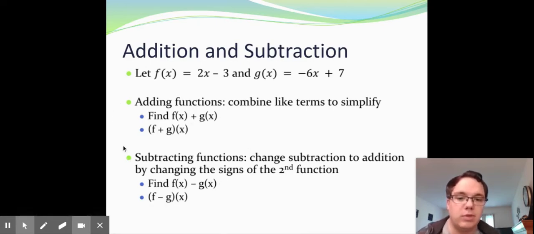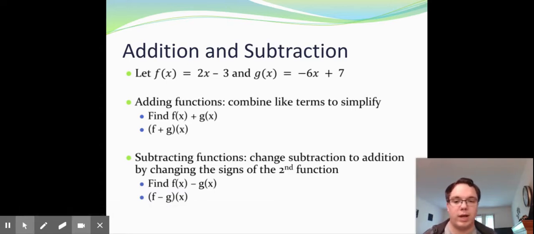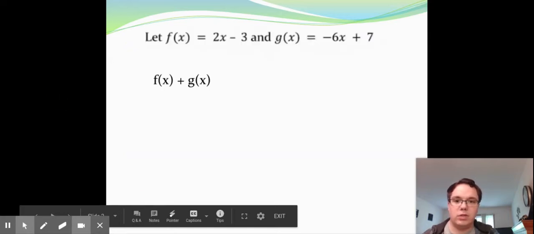To subtract functions, remember we change the subtraction to addition in the middle, and we change all the signs of the second function. And again, you can either see it as f of x minus g of x, or they might put it in parentheses where it's f minus g and then of x. It means the same thing. They'll put it in the order they want subtracted. So f of x minus g of x, f minus g. If you see it switched, then it's switched, all right? So let's actually do those two examples.